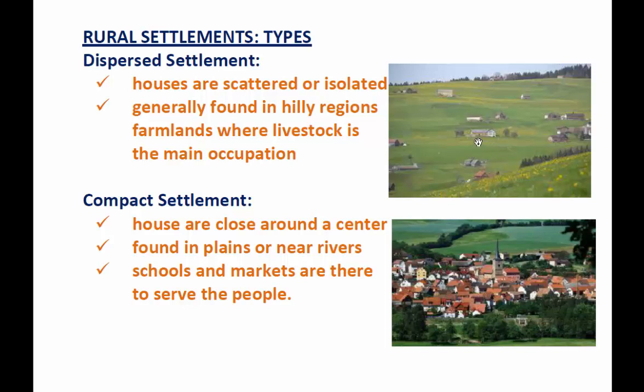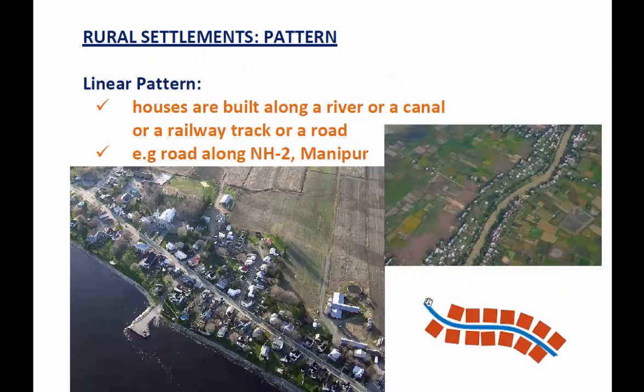And on the other hand, in a compact settlement, you can see from the picture, houses are built close around a center. So the houses located in the compact settlement are close to each other. Usually they are found in plains or near rivers, and at the very place schools and markets are available, in order to serve the people. Let's see the next one.